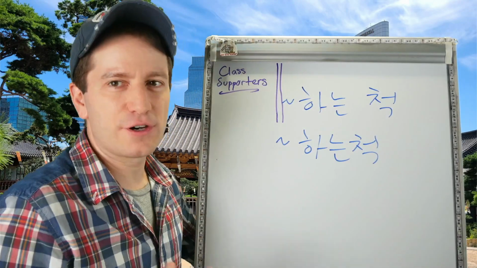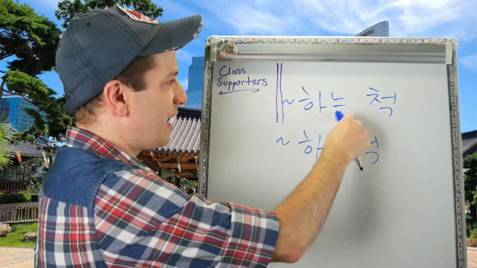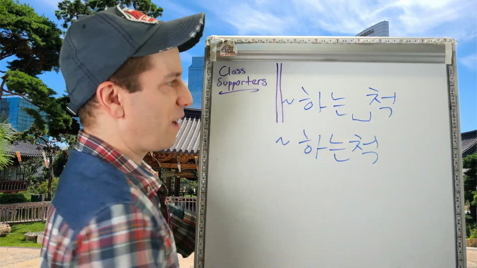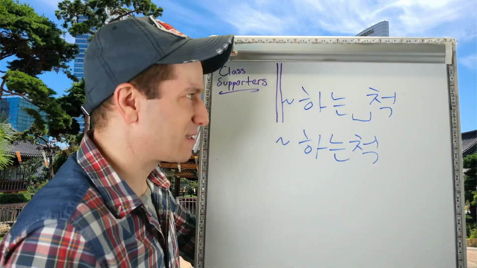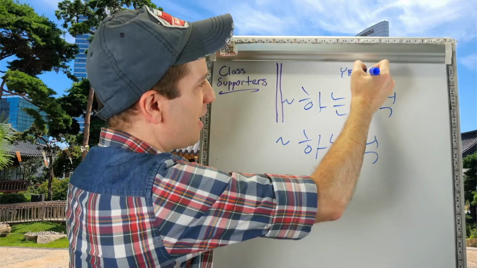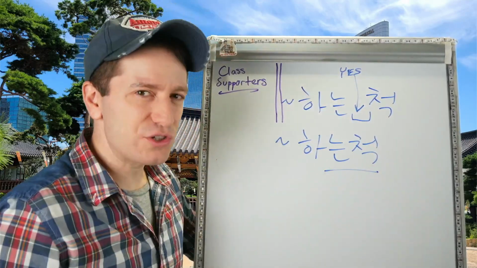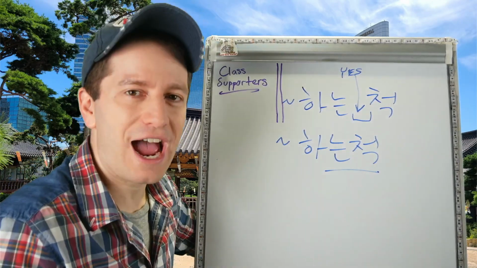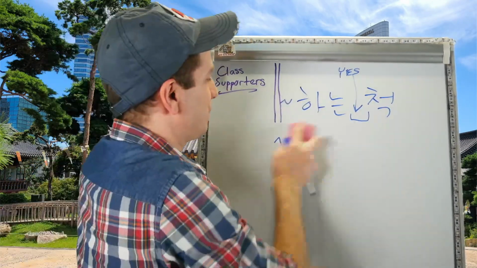So let's just take the verb 하다, to do. So you could get 하는 척하다 or 하는 척 하다. Notice that you can write it with or without a space. You should add a space, but I will say that no space is also considered to be correct as well. So this is just a small note for how you can space this form.